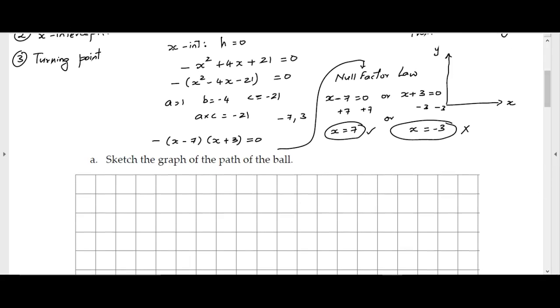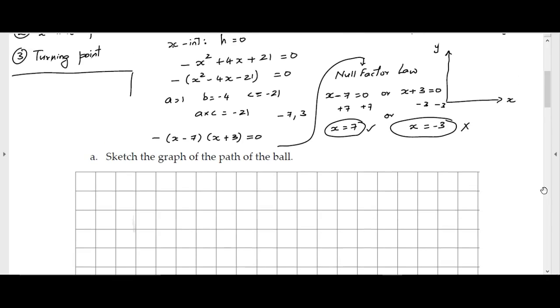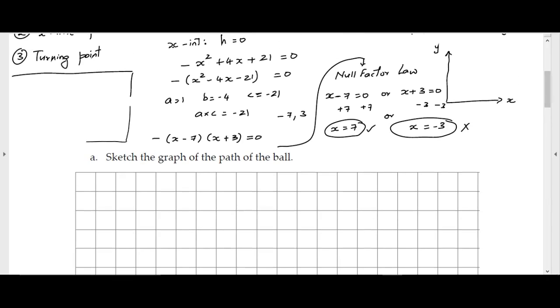So to work out a turning point, we take halfway between our two x-intercepts. So we've got -3 and a positive 7. I'm going to do my working out for my turning point here. So halfway between the two x-intercepts, -3 plus 7 divided by 2 gives me the x-coordinate of my turning point as a positive 2.